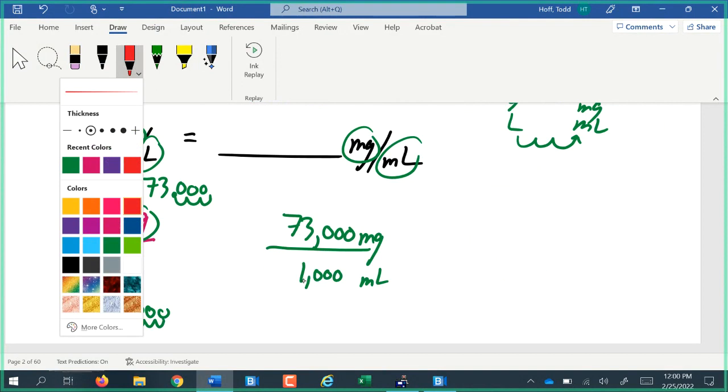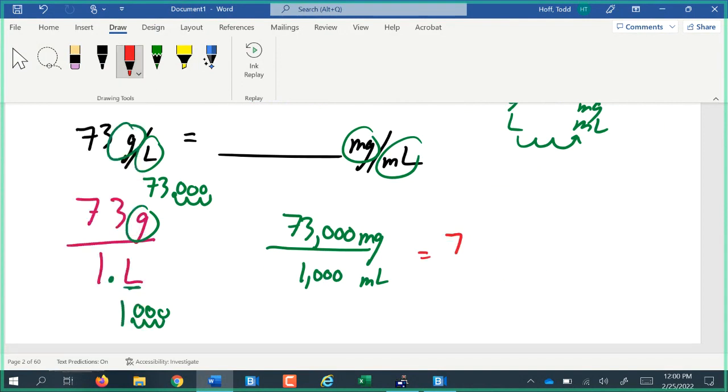73,000 milligrams divided by 1,000 is 73 milligrams per 1 milliliter, or 73 milligrams per milliliter. Notice that ended up being the same number. Typically with our metric units, the numbers won't change. The place of the decimal might. Here, both of them went from a main unit to milli, so both moved the same. So the final number stayed the same.